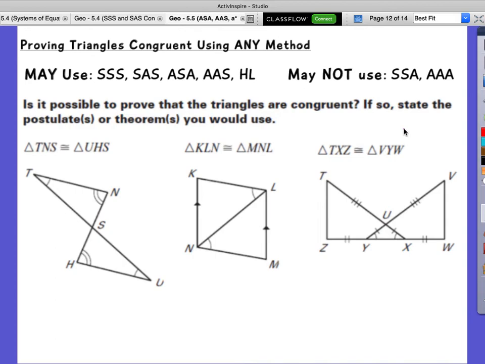So angle doesn't work either because you have to have at least one side. So, is it possible to prove these two triangles are congruent on this first one? Not right now, no, because all we can know is the third angles. And can we know anything based upon the angles? No. So no, because there's no side.